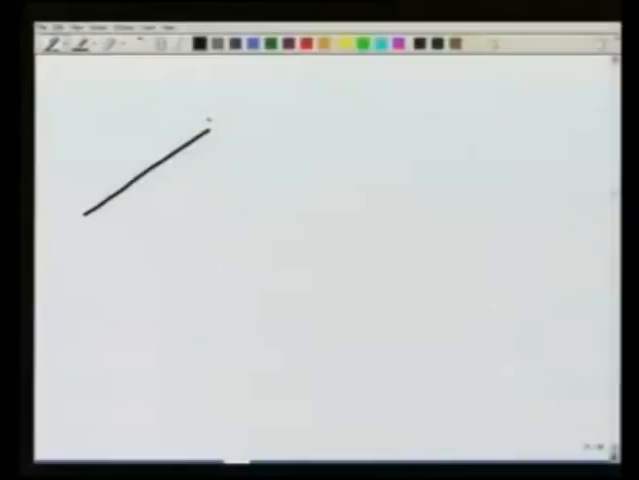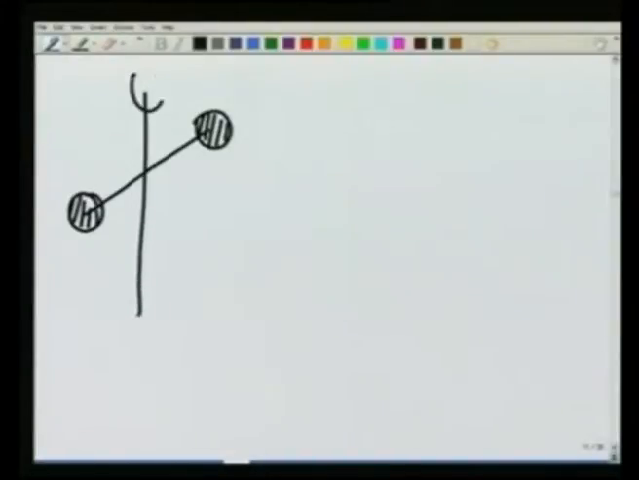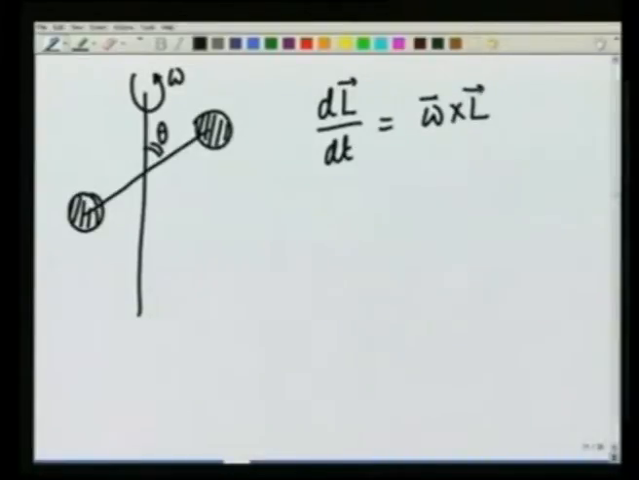Let me now go to the general case and ask what happens if the angular velocity of a rigid body rotating also changes. For this, we again go back to our old friend, a rod with two masses on its side rotating about an axis at an angle theta. Recall earlier that we had solved this problem with dL/dt equals omega cross L, because omega was not changing with time.